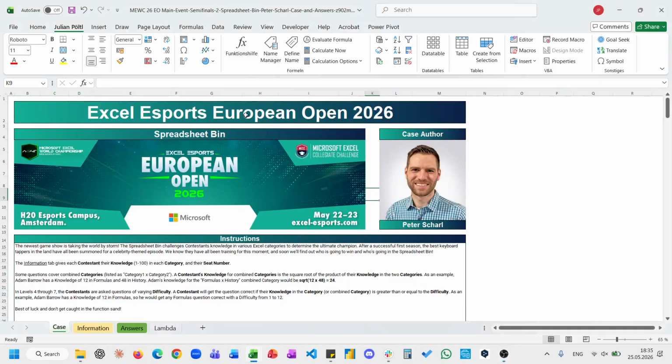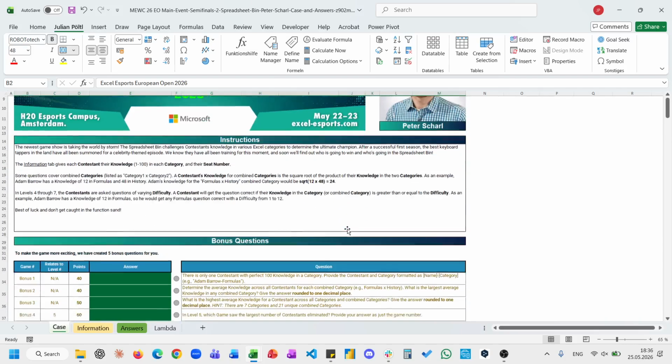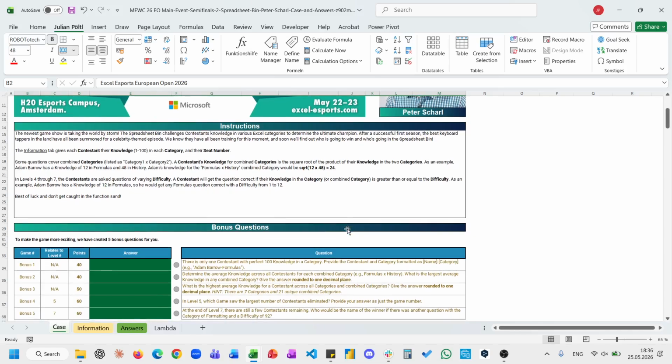This time it's the case I did in the semifinals for the European Open, called Spreadsheet Bin by the beloved case author Peter Schall. It's generally, I would say, an easy case, quite doable if you read properly. I haven't read properly and therefore made some mistakes, but you will see this later. So yeah, let's jump right into it.